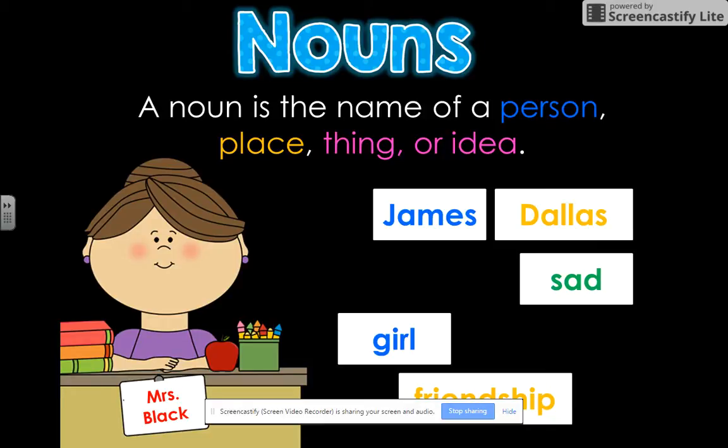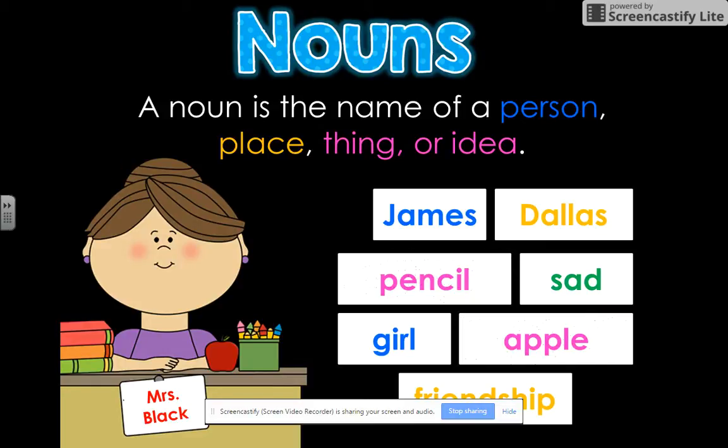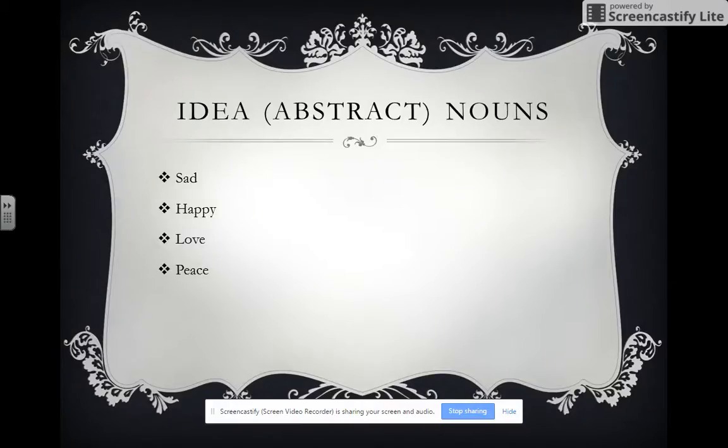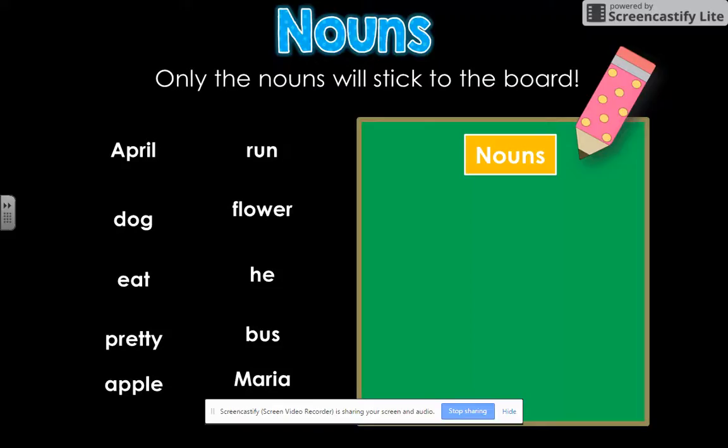Sad is an idea noun. Notice how we can't feel it, we can't touch it, we can't see it, we can't hear it. That's an idea noun. It's an abstract noun. A few other examples. We have pencil, apple. Those are things. All right, so speaking of abstract nouns, here is a list, this is just a few of them. There's a lot more of these, but this is a list of nouns that are abstract. We can't see them, we can't feel them, we can't touch them, and we can't hear them.